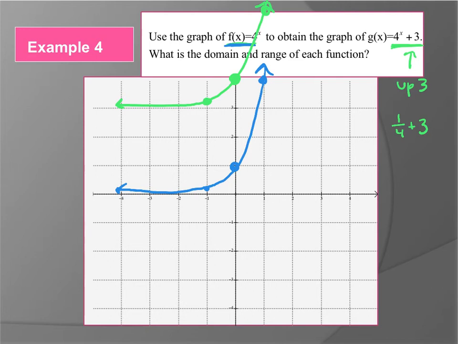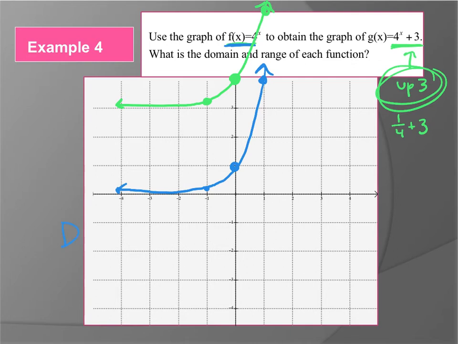So what happened to our graph to go from the blue to the green? What did we do? Went up 3. We went up 3, so we were right. It's the same exact graph, but we just shifted it up 3.